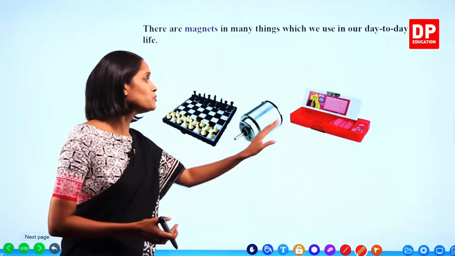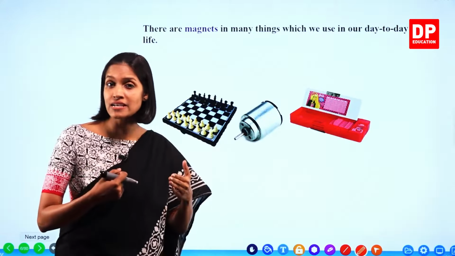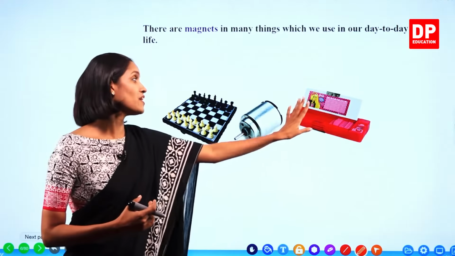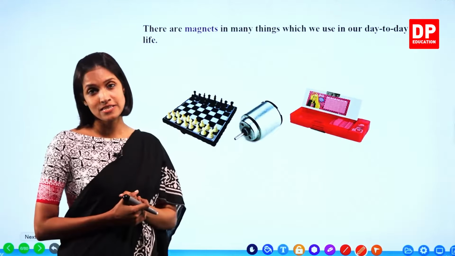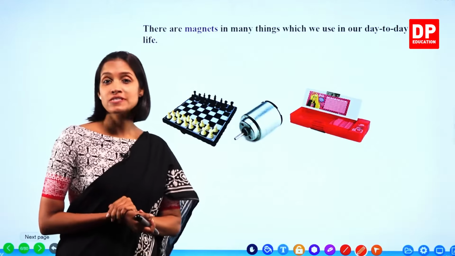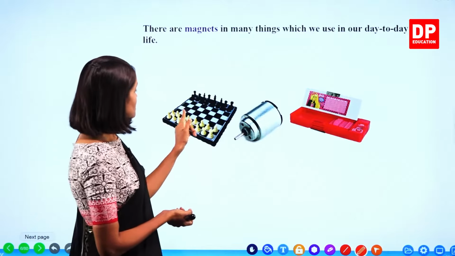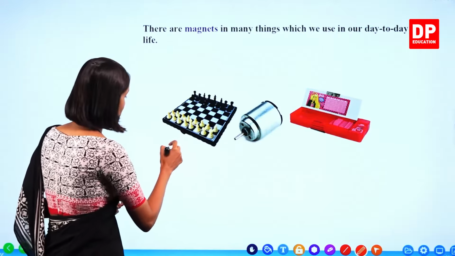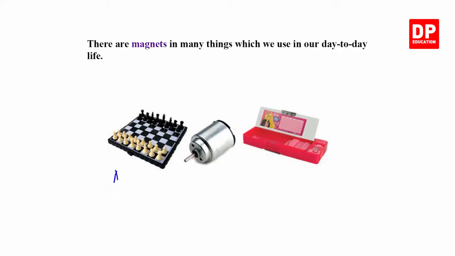And at the same time, you must have seen certain bags and purses that have tiny magnetic buttons. Instead of using a zipper, we can use the magnetic button to close them easily. Right, children? Let's write these things. Magnetic chessboard, and a small motor, pencil box.